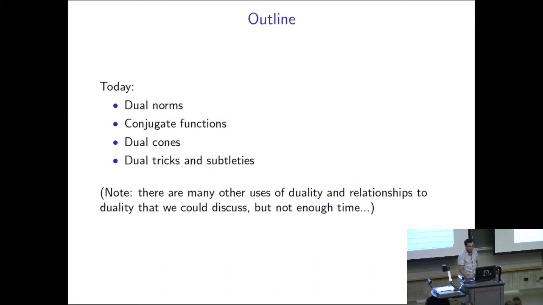So here's an outline for the rest of today. We'll talk about dual norms. Then we'll talk about conjugate functions. And I don't need to focus so much on dual cones. That's a more advanced topic, but I think it's good to know that even all the way up to conic problems, there's a very symmetric structure between primals and duals. And last, I'll talk about some dual tricks and subtleties.